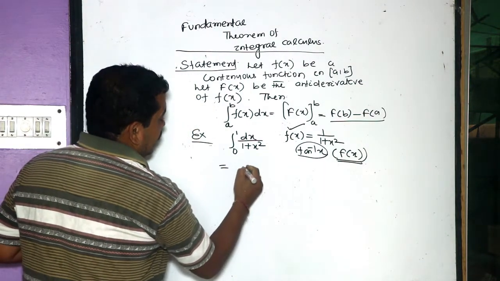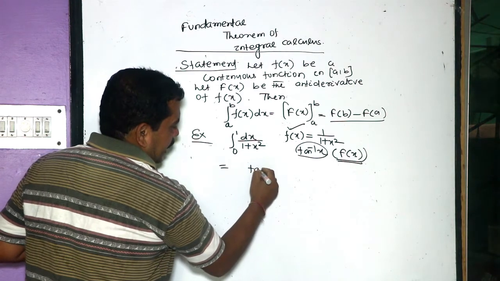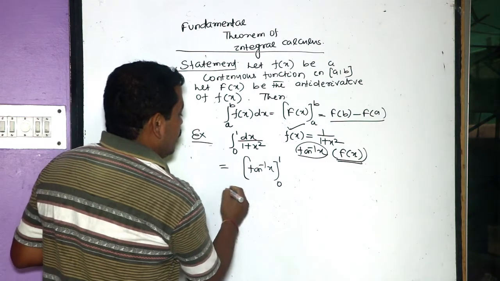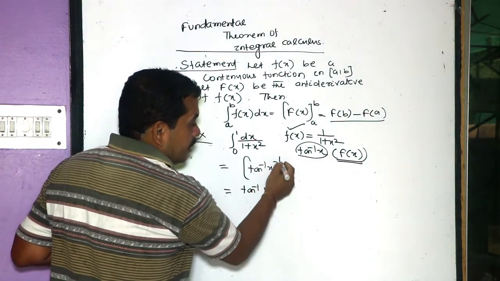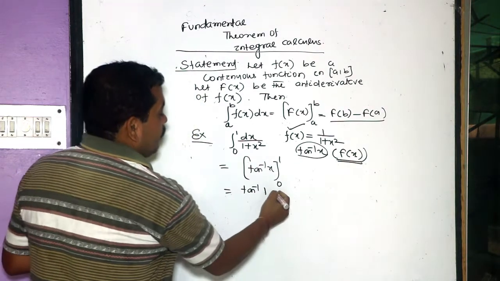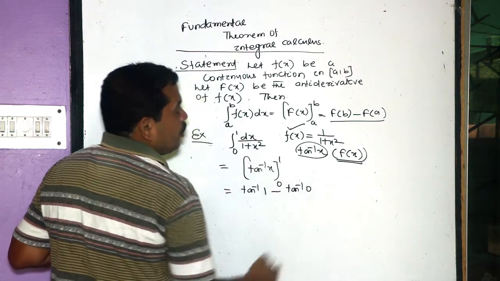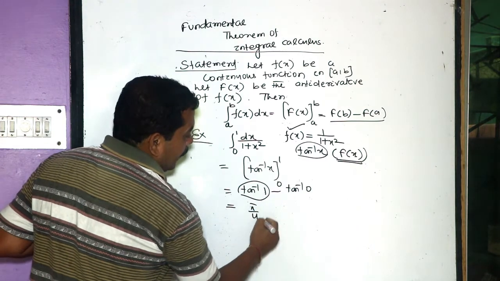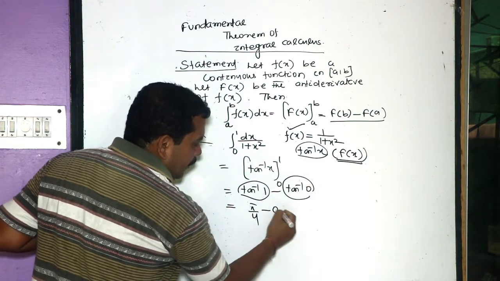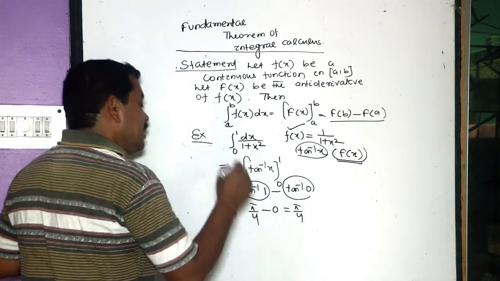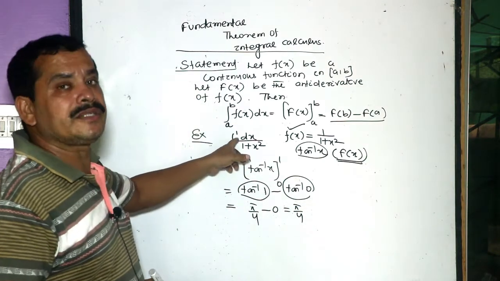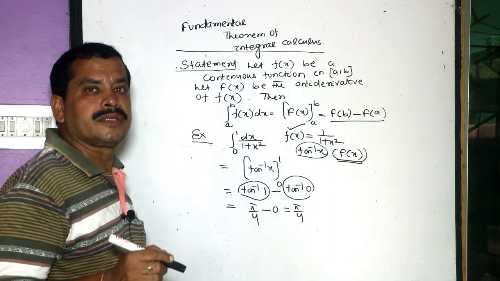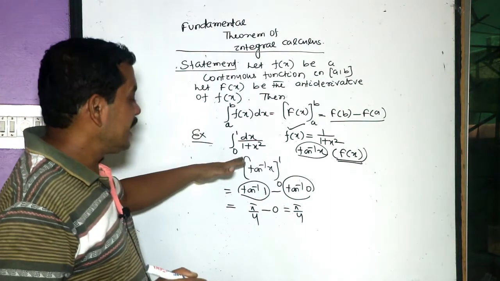Then we can directly say it will be tan inverse x from 0 to 1. That is equal to tan inverse 1, putting in the upper limit, minus tan inverse 0. We know that tan inverse 1 is pi by 4, and tan inverse 0 is 0. So the result is pi by 4. That is the value of this definite integration. By using this fundamental theorem of calculus, we can evaluate the definite integration in this manner.